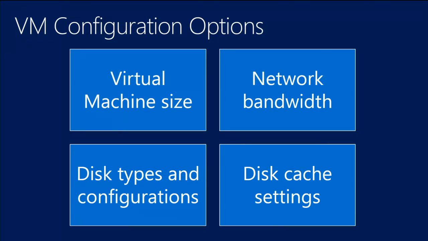Things that you can tweak: the virtual machine size. As you tweak the virtual machine size, you get changes in network bandwidth. You've got a few choices in where you put data, what kind of disks you put them on, and how many disks. And then you can actually make changes to the disk cache settings as well. And we have recommendations there.